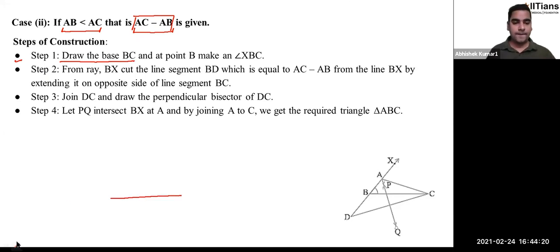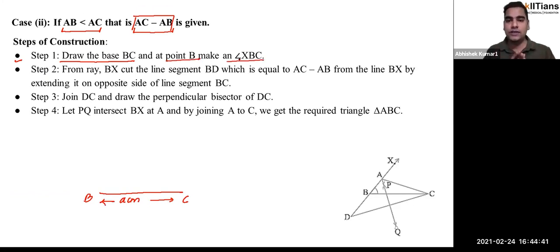Let's say this is your BC. Understood? BC, and I am assuming BC to be equal to a centimeter. After that, at point B, you have to make angle XBC, which is equal to the angle which is provided to you in the problem. And here, for the sake of simplicity, I'm taking that angle to be X degree. This step is very similar to the first case. So this is the situation you have. Let's say this is X degree and this point is X.